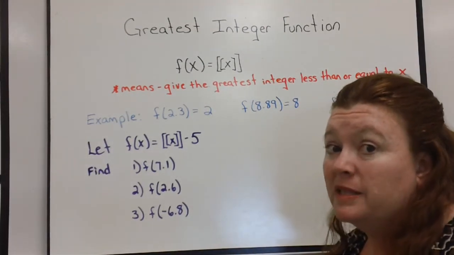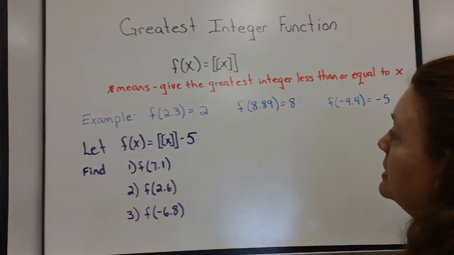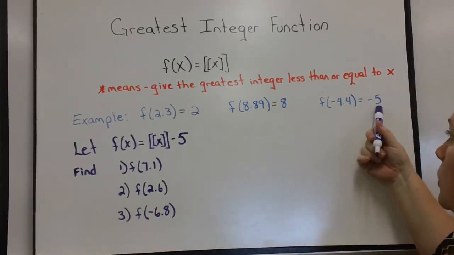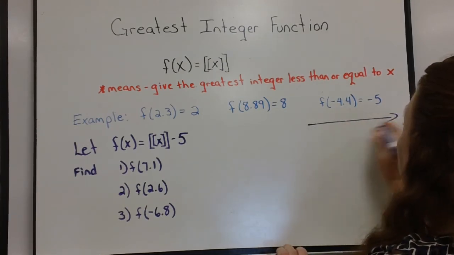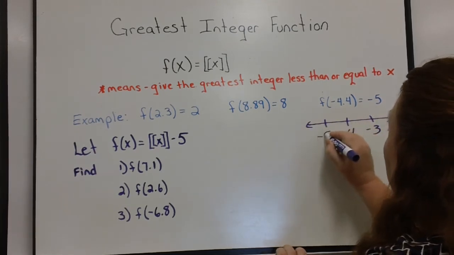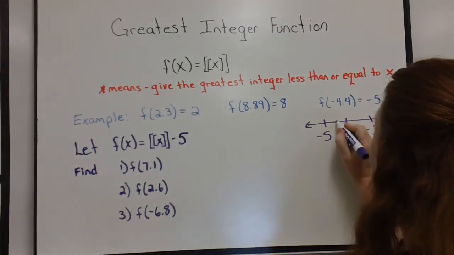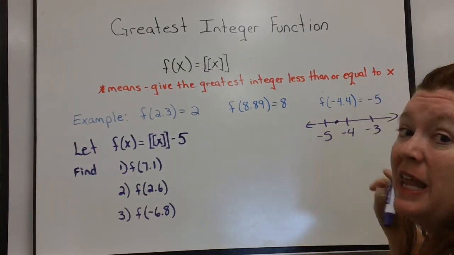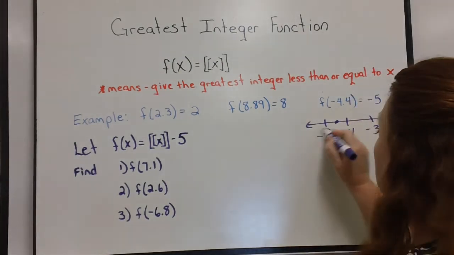But that's not always the case, because let's look at the negatives. -4.4, I hope you can see this, I might move it down just a tad. Okay, -4.4, we would expect to get -4, but that's not the case. If you look at a graph, you can see -3, -4, -5. Where is -4.4? It's right about here. The greatest integer that is less than or equal to that value is not -4. -4 is larger. The answer is -5.